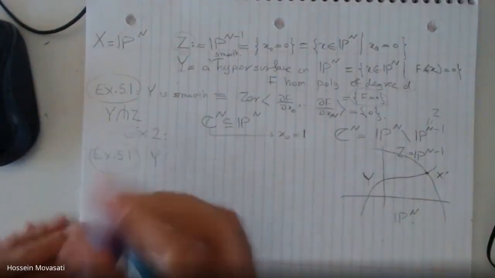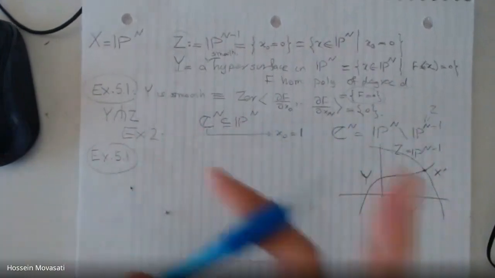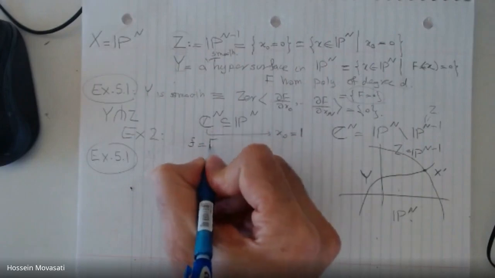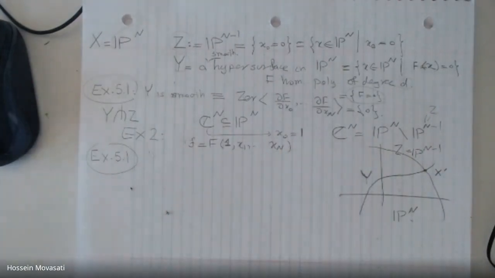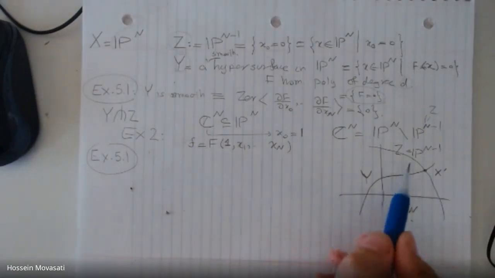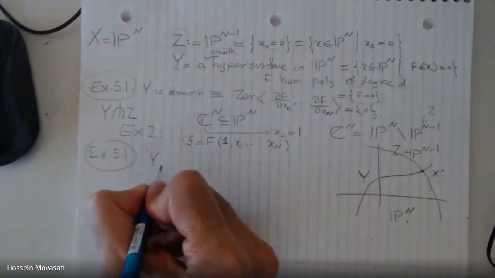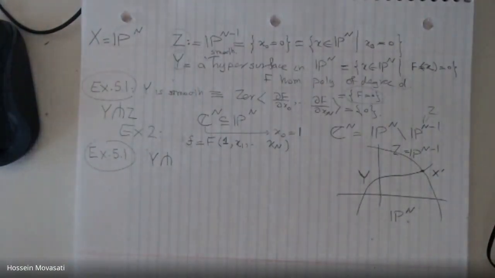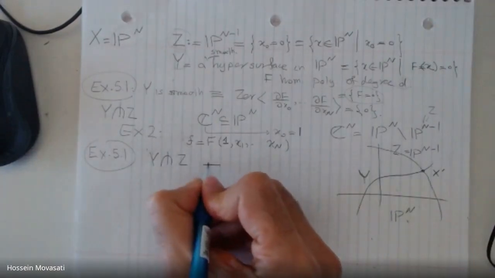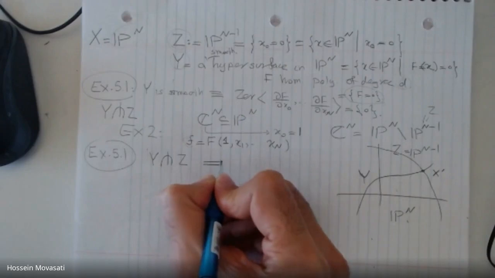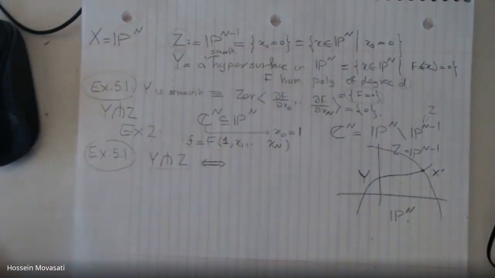Before this, I have to remember, let's call f, with x0 equal to 1, the polynomial small f in x1 until xn. So my variety Y in the affine chart Cn is given by this small f equal to 0. So, Y intersects Z transversally if and only if, so we have formulated in a more geometric way our transversality and smoothness.